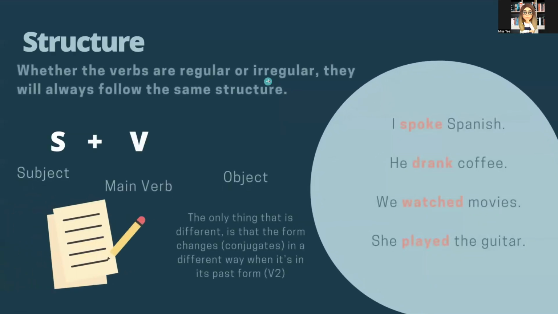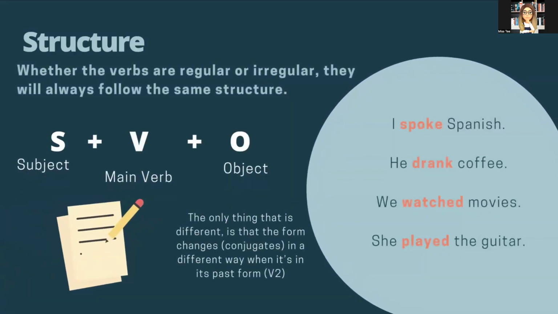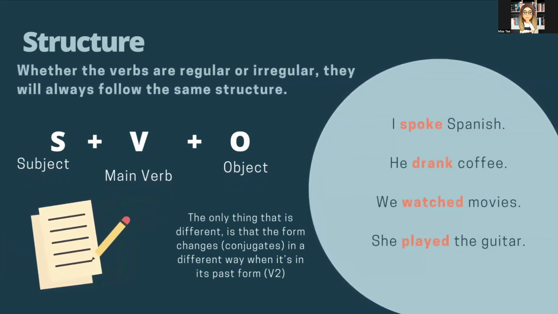So before we jump into any other detail, we're just going to review the structure. So whether the verbs are regular or irregular, they will always follow the same structure. Now, if you've been watching these grammar videos, you know the structure already. The structure is SVO, subject, main verb, object. And the main verb is what we're focusing on today for the irregular verbs.